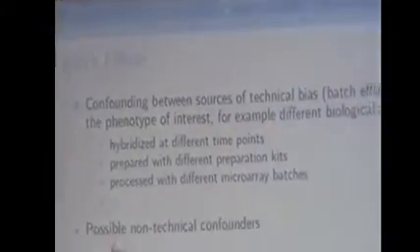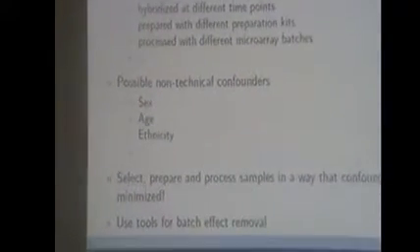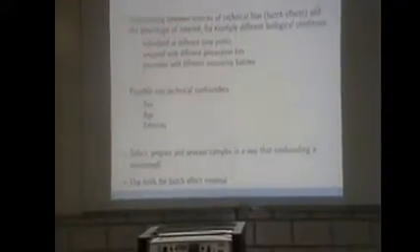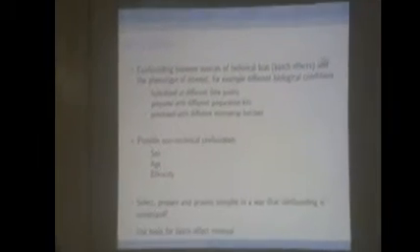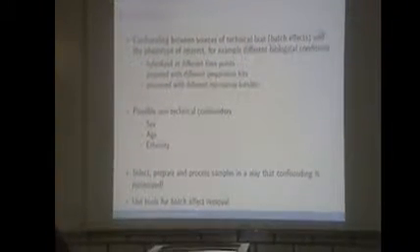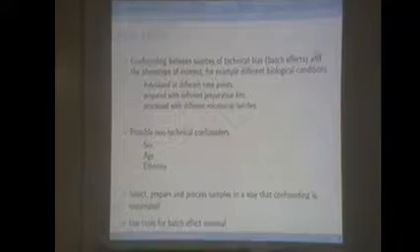Very important. Whatever bioinformatic analysis you're doing on biological data, you will always have batch effects. Something you do not want to have, but you cannot avoid. What is a batch effect? This is a confounding between sources of technical bias, which is the batch effect indeed, and the phenotype of interest. So for example, what could happen?